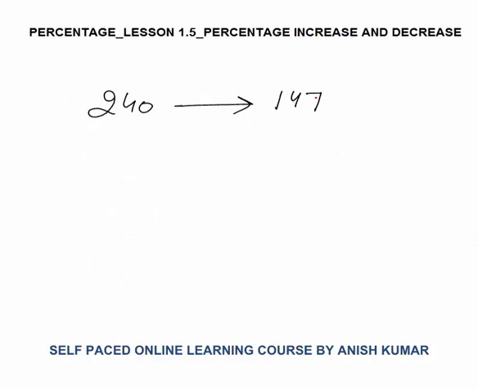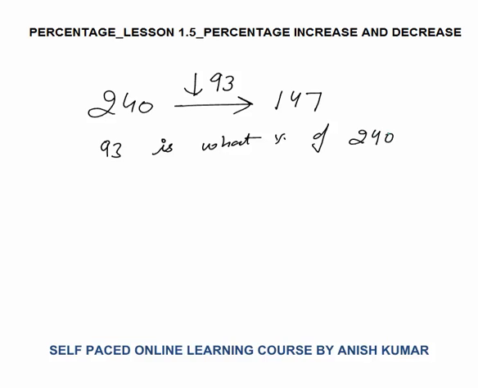Next is 240 to 147. What is the percentage decrease? Now you can see that first of all the decrease is 93. Now I know I only need to find the percentage. I know that percentage decrease is simply that decrease is what percentage of base. So I simply need to find 93 is what percentage of 240.